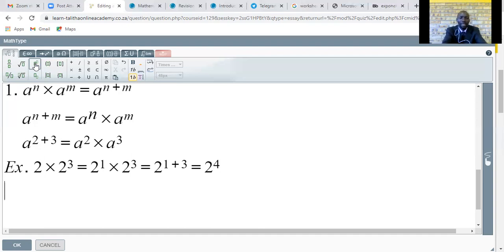We could look at another example. For example, this time we have been given 3 with exponent of 5, and we are multiplying this with 3 exponent of 2.